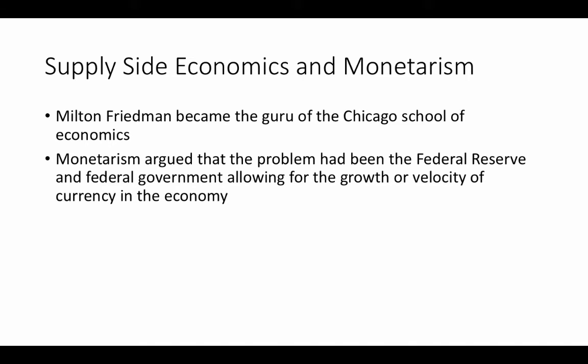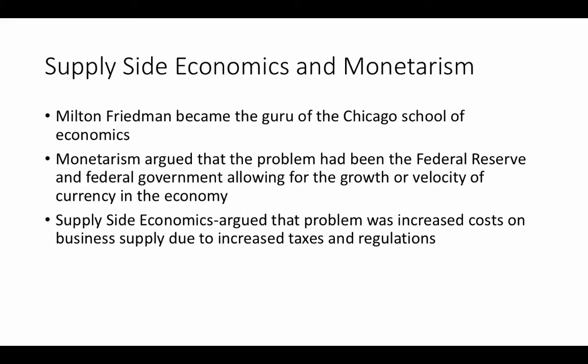He argued for something called monetarism, which argued that the primary problem as to why we had the Great Depression and why we continue to have recessions had much more to do with the Federal Reserve, and that the Federal Reserve had created what he called growth or velocity of currency in the economy that tended to be detrimental for the economic boom and bust cycles.